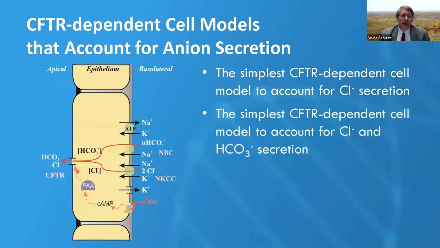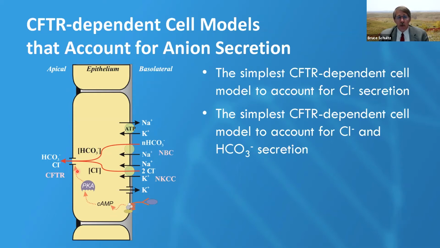This simple model can be embellished very simply by the addition of a bicarbonate loading step, in this case NBC or SLC4A4, that allows for bicarbonate to accumulate in the cell above its electrochemical potential, and then with the activation of CFTR, if CFTR is in fact bicarbonate permeant, then bicarbonate can be secreted across the epithelium into the luminal compartment.